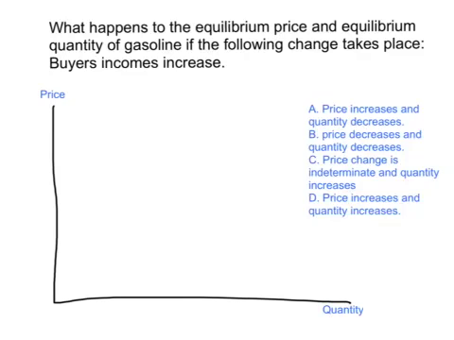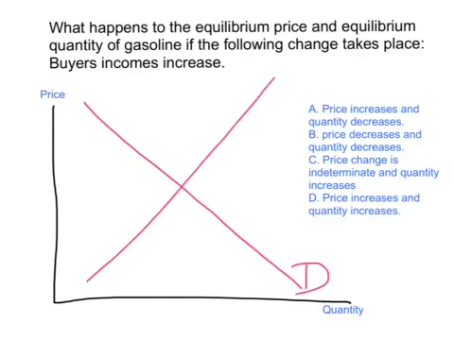Alright, so here we'll start off with a demand curve. So here's your demand curve. It's just a regular downward sloping demand curve, and then we'll start off with the supply curve, an upward sloping supply curve. So that's D1 and S1. It's just a typical starting point.